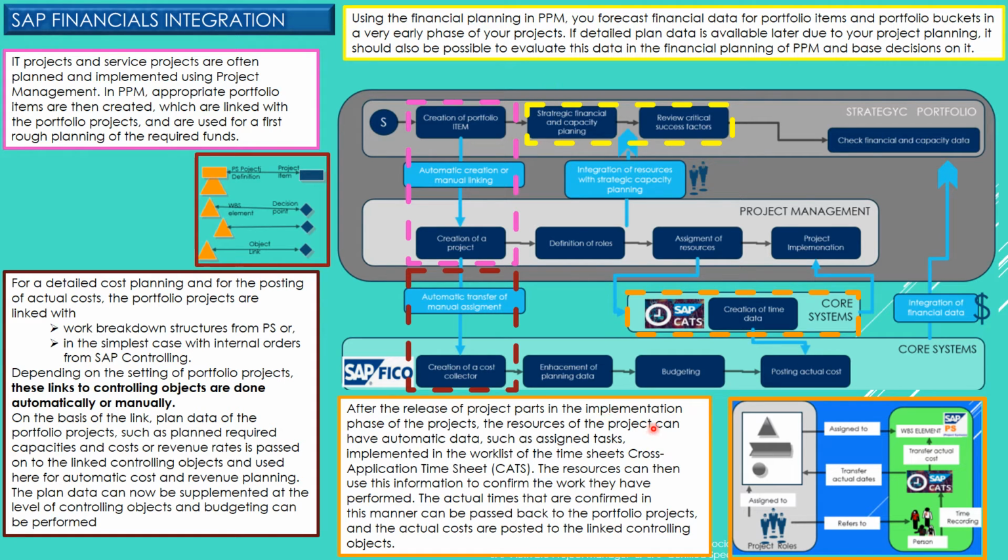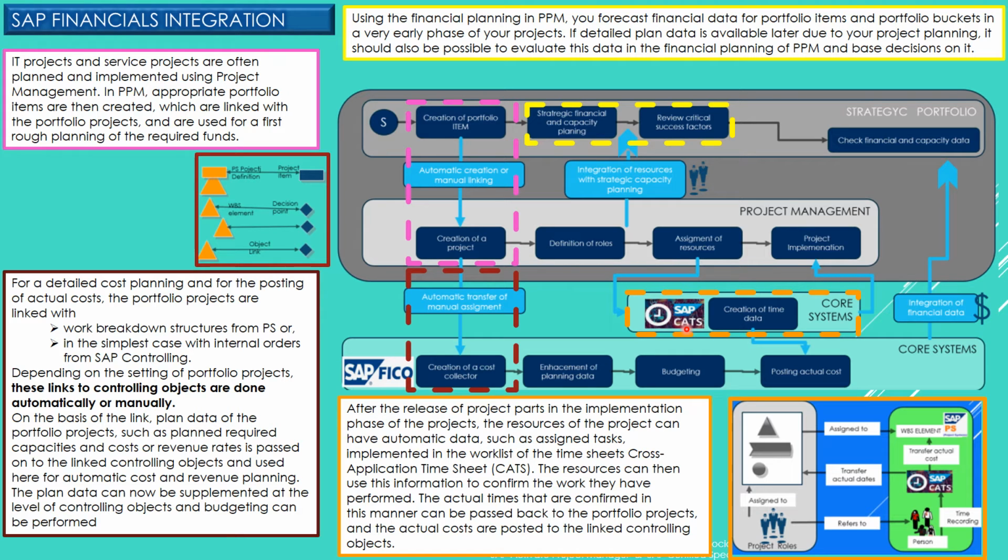After the release of the projects, as part of the implementation phase, the resources of the project can have automatic data, such as assigned tasks, implemented in the work list in the Cross-Application Timesheet, CATS. The resources can then use this information to confirm the work they have performed. Please remember that in previous lessons I explained that we can download the information regarding activities to SAP CATS.